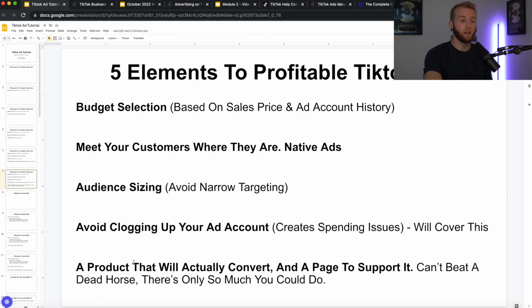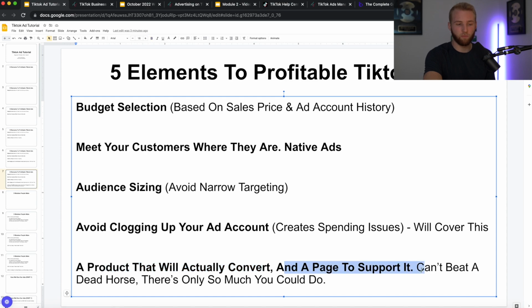Okay. And then finally, a product that will actually convert and a page to support it. You can't beat a dead horse. There's really only so much you can do. If you have a terrible product, a terrible offer, everything is just not working, no matter how good you are at ads, you probably can't get it working. So at some point, you're going to have to be able to say, hey, I need to cut this off. It's not working. I've spent $800. Around that point is where, hey, maybe it's time to move on if you're not even remotely getting close to that break-even range. I don't need to be profitable right away, but I need to see momentum, okay?